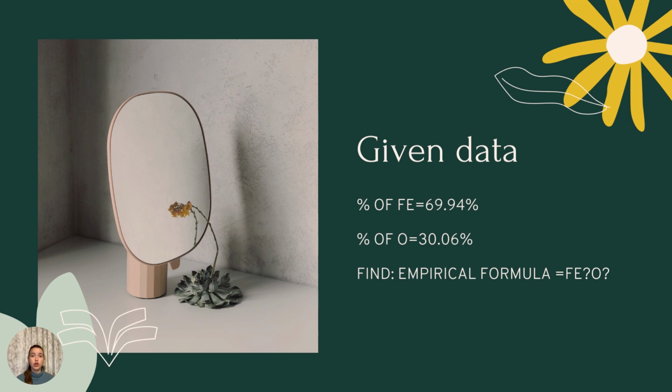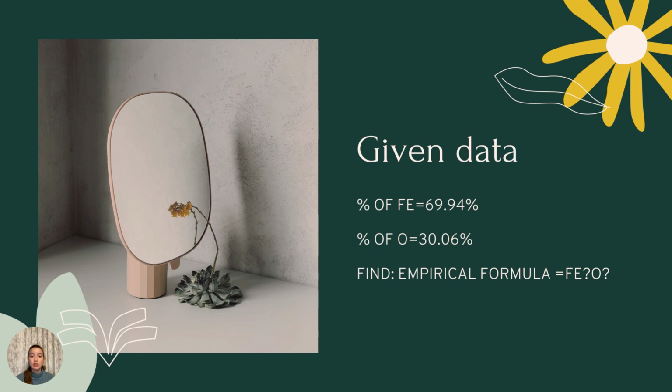First of all, what you should always do when having practice questions that contain numerical data is to note it down on a piece of paper. So we have the given data. We have the percentages of iron and oxygen, respectively 69.94% for iron and 30.06% for oxygen.